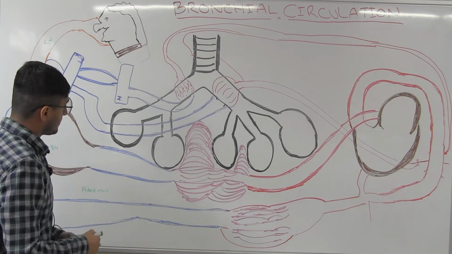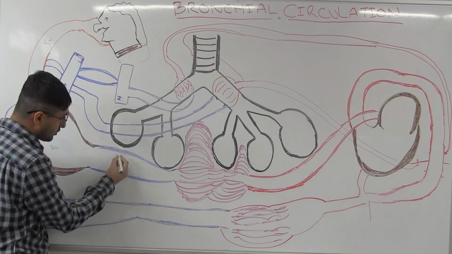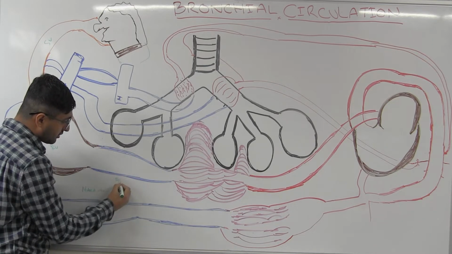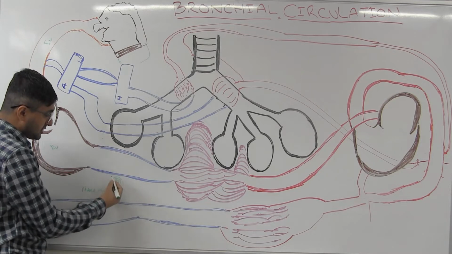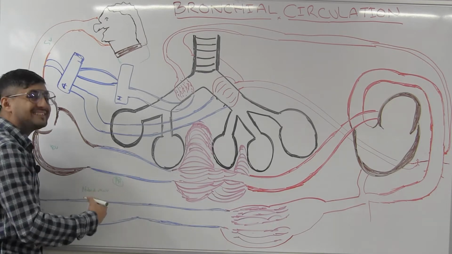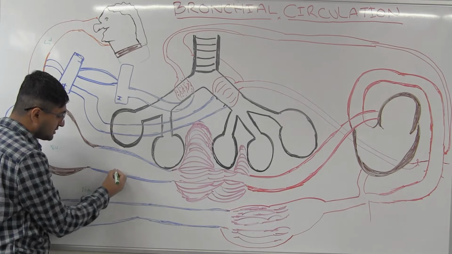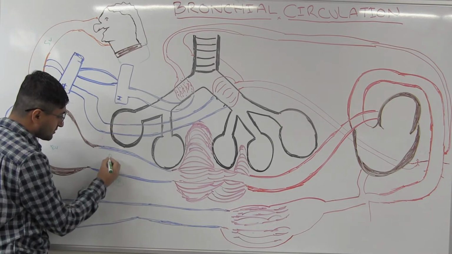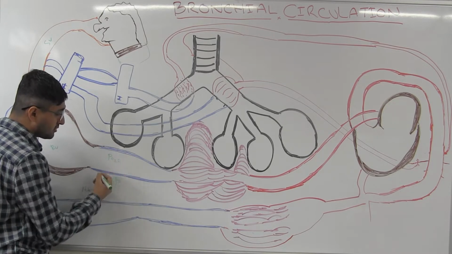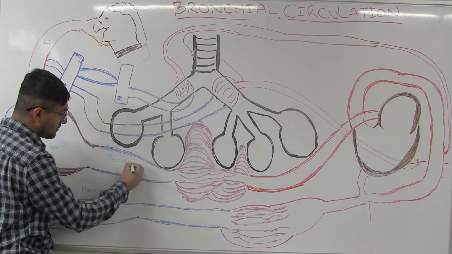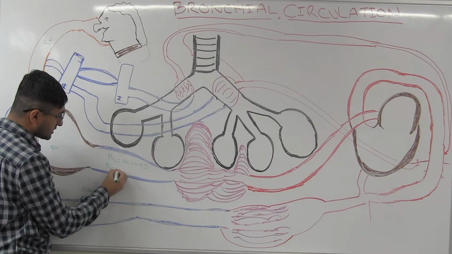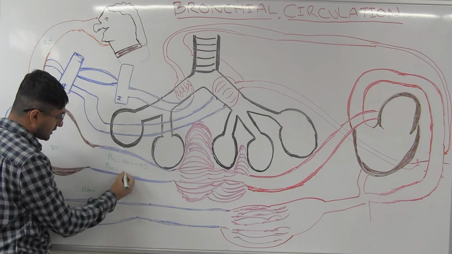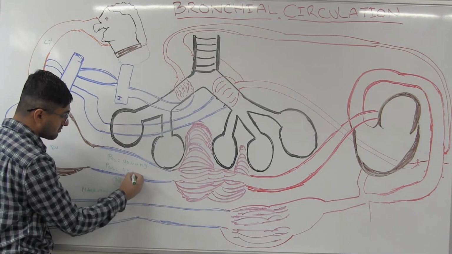Now, this is going to be the pulmonary artery. Remember, I draw this in blue because it's bringing deoxygenated blood here, right? What is the partial pressure of oxygen here in your pulmonary artery? About 40 millimeters of mercury, right? And here, the partial pressure of carbon dioxide is about 45 millimeters of mercury, right?